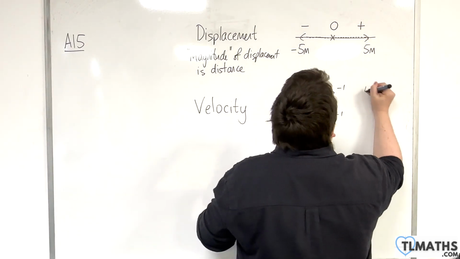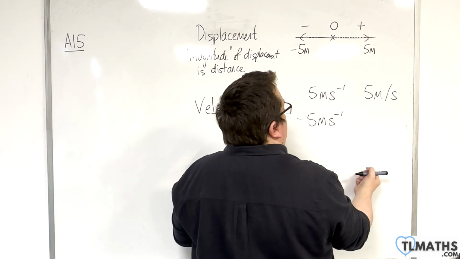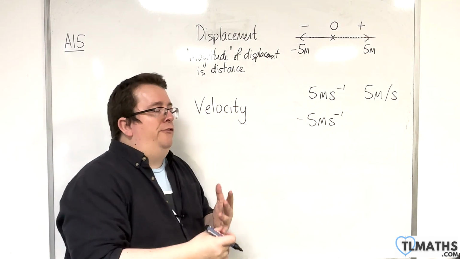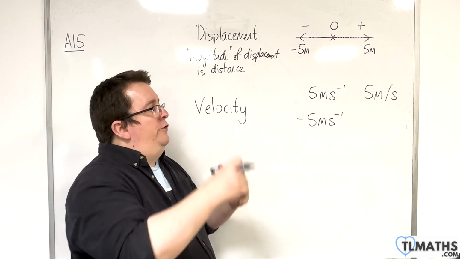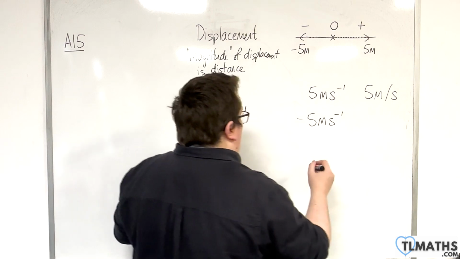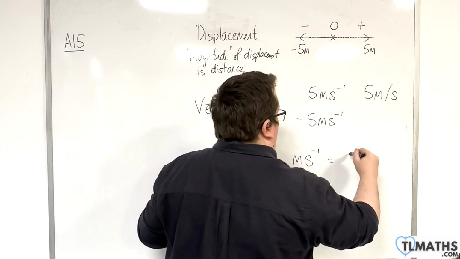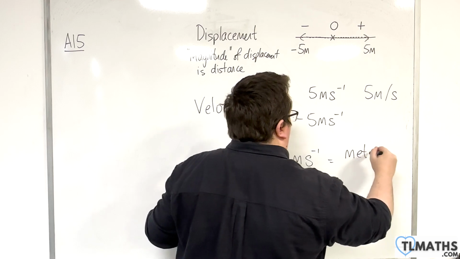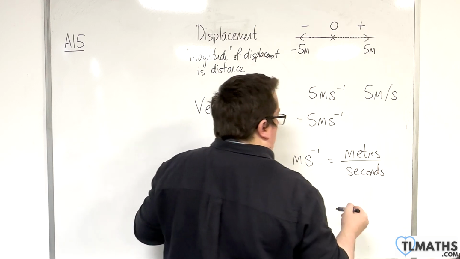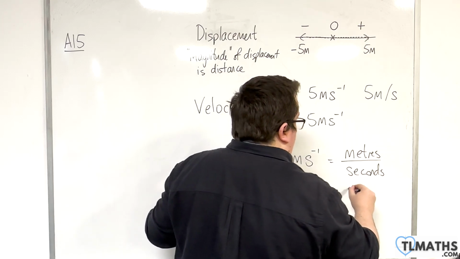There are many different ways of writing this. You may see this, meters over seconds like that. But the idea here is that you've got meters over seconds. So essentially when we're talking about this, you're talking about meters over seconds, or displacement over time.